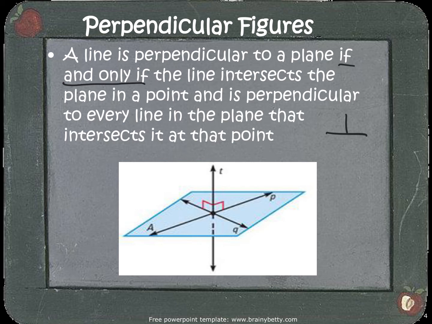So notice here is my line T that is going through the plane. And notice that when it intersects, there are right angle marks indicating here. Without those right angles, you can't assume that that line is perpendicular. But because both line P and line Q have the right angle markings there, we can tell that that line T is perpendicular.